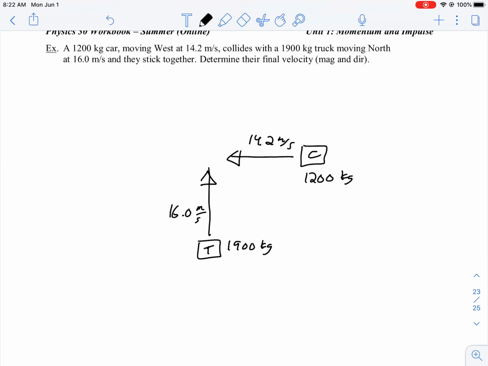Now they're going to stick together like birds of a feather. And then we have car and truck stuck together. And hopefully it makes sense that they're going to be moving in a northwest kind of direction. There's our angle theta, there's our V, and that's what we're trying to find, V and theta. And when we've got that, we've solved our question. So I do recommend actually drawing a diagram. I think it really helps.